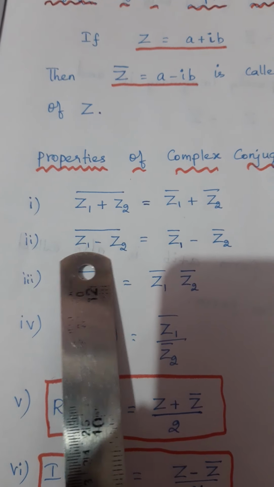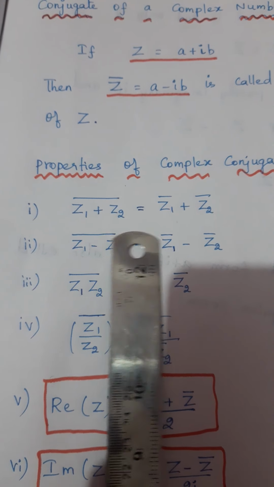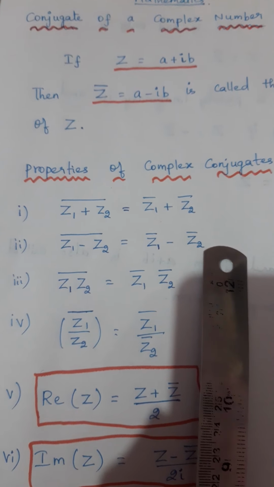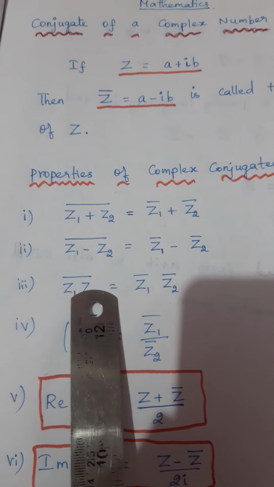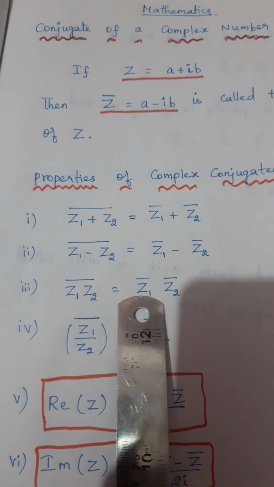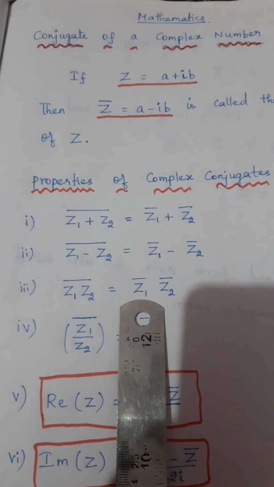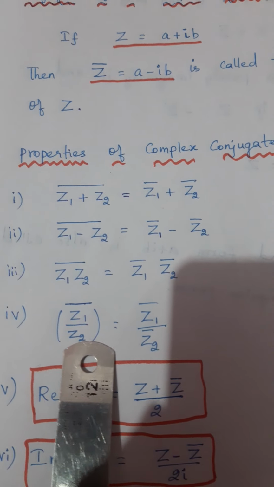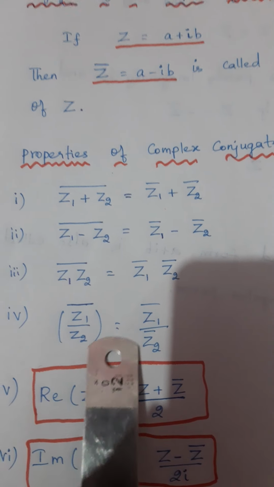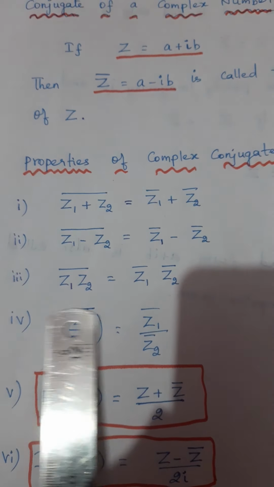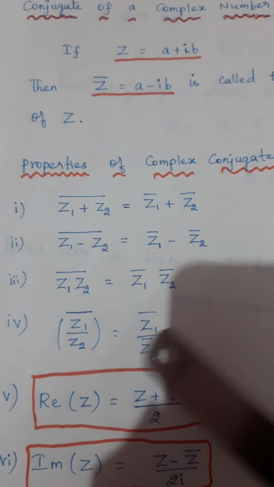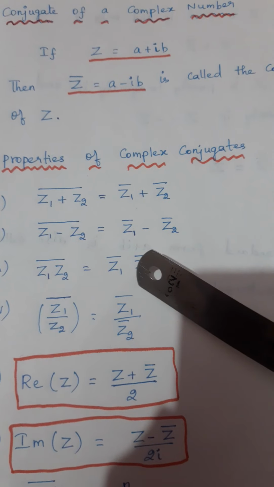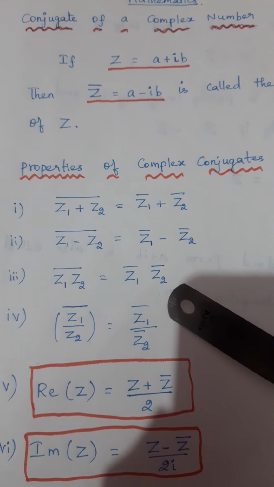Similarly, z1 minus z2 the whole conjugate can be split into individual conjugates. Similarly, for multiplication, z1 z2 the whole conjugate can be written as the product of individual conjugates, z1 bar into z2 bar. In the same way, for division also we can say this: z1 by z2 whole conjugate is written as z1 conjugate over z2 conjugate.